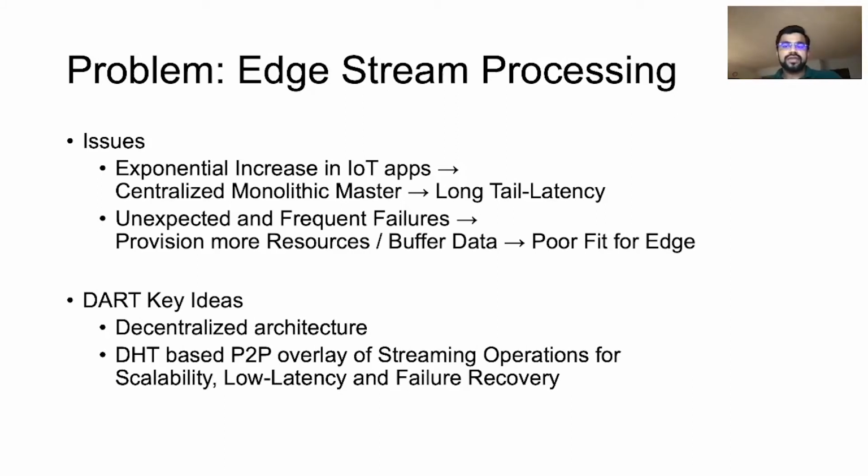Let's first look at issues with existing platforms for edge stream processing. Existing platforms propose a centralized architecture where any edge processing task is dispatched by a centralized monolithic master, with an exponential increase in IoT app deployments. This leads to queuing of task requests at the master and leads to long tail latencies. Dart overcomes these challenges by using a decentralized architecture. It uses a distributed hash table-based peer-to-peer overlay network for deterministically dispatching new or failed tasks across edge resources.